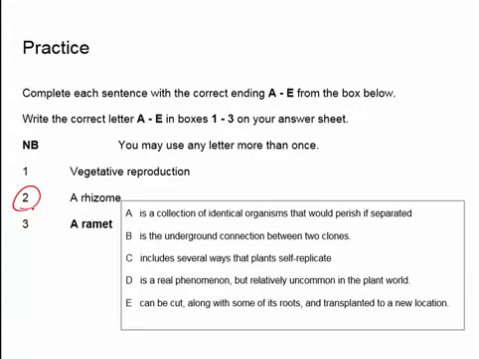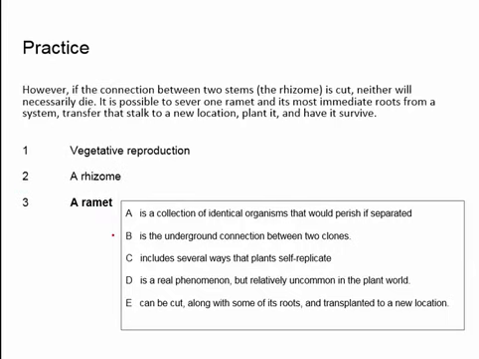Okay, you've scanned for the answer. Now we're looking at a ramette. Now you may have found that in the passage, ramette is described this way. However, if the connection between two stems, the rhizome, is cut, neither will necessarily die. It is possible to sever one ramette and its most immediate roots from a system, transfer that stalk to a new location, plant it, and have it survive.